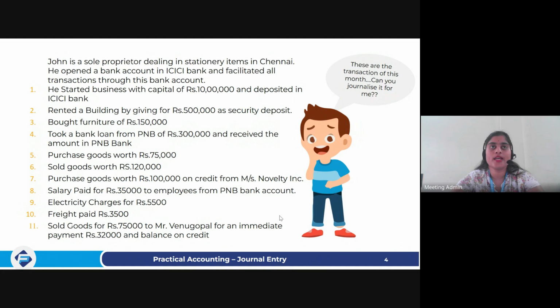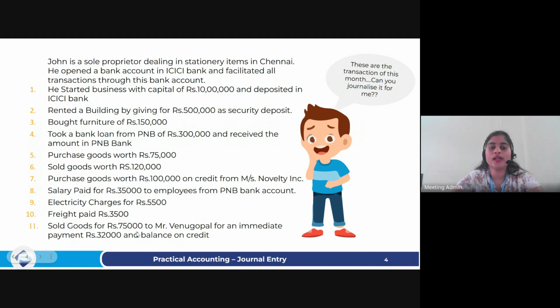The next will be salary paid, 35,000, to the employees from PNB bank account. So it's an expense. So salary account debit to PNB bank account. Then electricity charges account. So electricity charges account debit to ICICI bank account, as expenses and all will come under the debit. Freight charge. Freight also is an expense. So freight account debit to ICICI bank account.